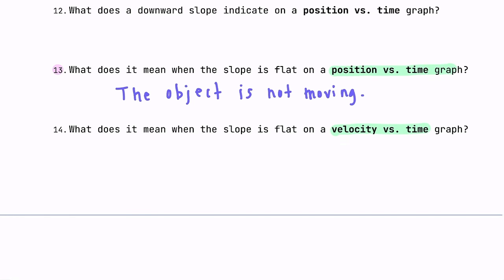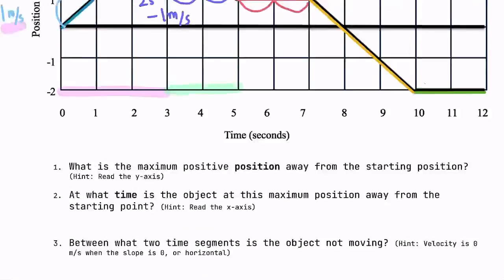So see if you can figure out how that same question, but for a velocity versus time graph, differs. Good luck, and let me know if you have further questions.